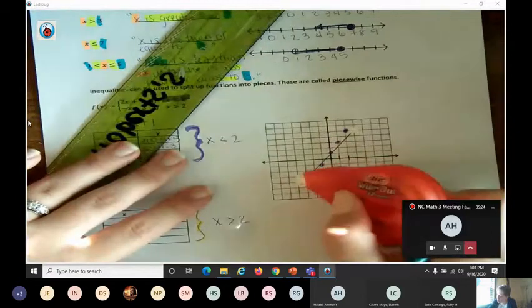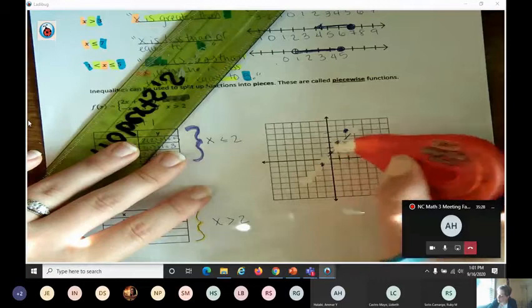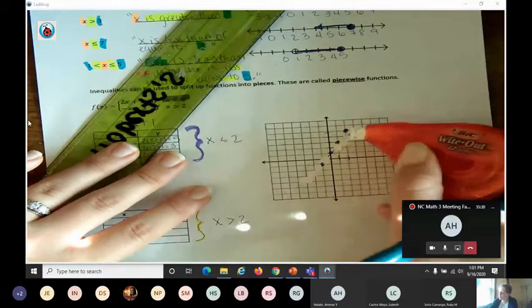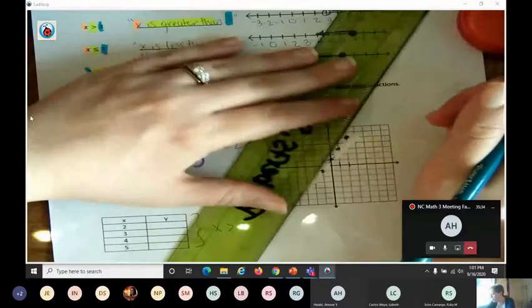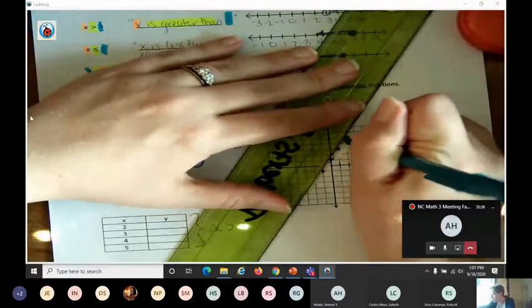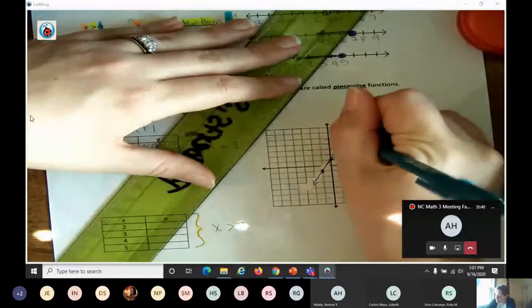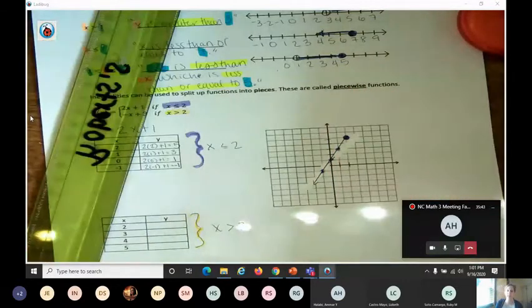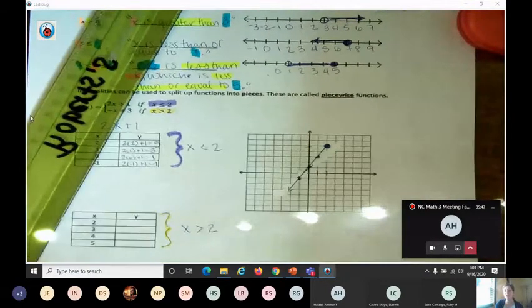Let's see, maybe I can mostly fix it. I apologize, so messy. Okay, so now this graph looks much better. I have points going all the way through there, and my solid dot right here. So that was my first piece. What questions do you guys have about that first piece?